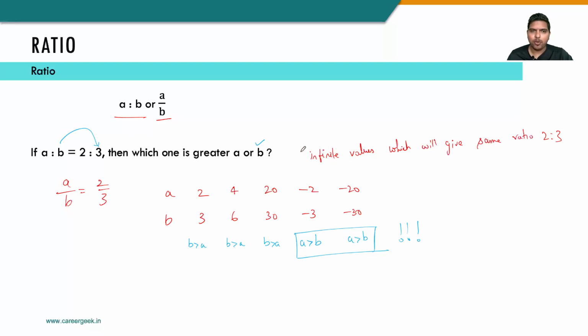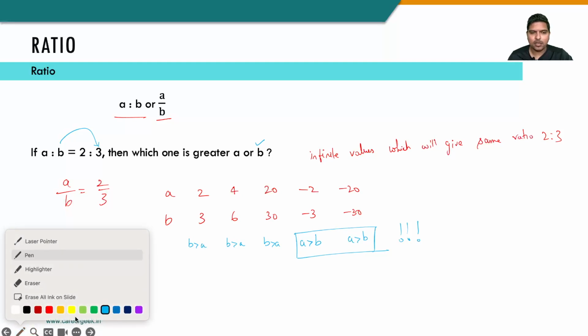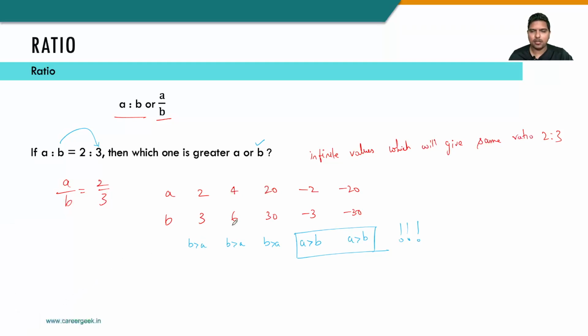So this is very important to understand. A lot of students either don't know or they skip this point. So make a note of this: unless and until further information is given, you can never decide which ratio is greater. You have to have further information. So how do we solve ratio questions?